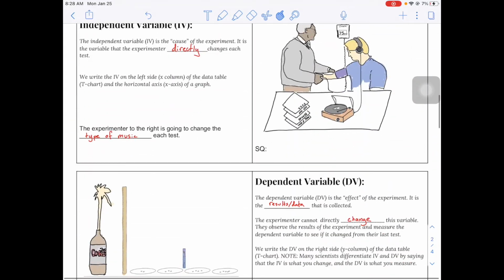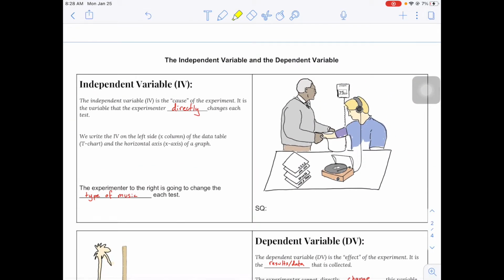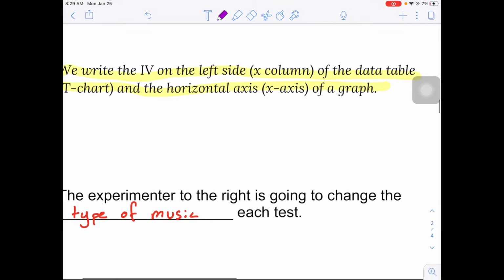Okay, so now let's get into the definitions, because this is something that we'll need to memorize in this class. The independent variable and the dependent variable. The independent variable, let's start with. It's the cause of the experiment. It's the variable that the experimenter directly changes each test. And we write the IV on the left side, or the X column of the data table or the t-chart, and the horizontal or X-axis of a graph. Just add this to your notes.